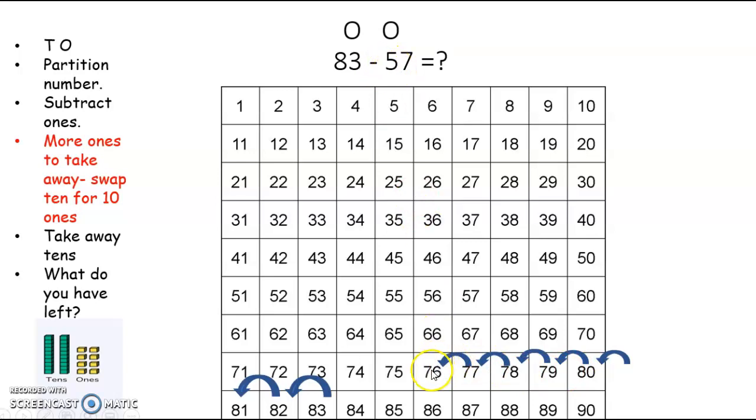Now we're taking away the 10s. So we've got 5 10s. So that's 1, 2, 3, 4, 5. 5 10s. Again, I know that 5 10s is 50. So 7 10s take away 5 10s is 2 10s. So I could just do a big jump of 50 if I wanted to. So now I'm on 26, so 83 take away 57 equals 26.